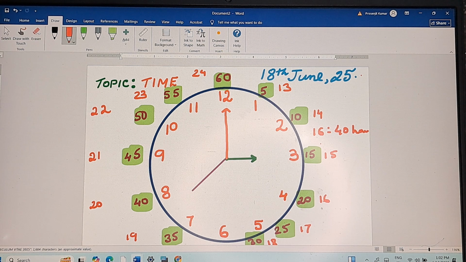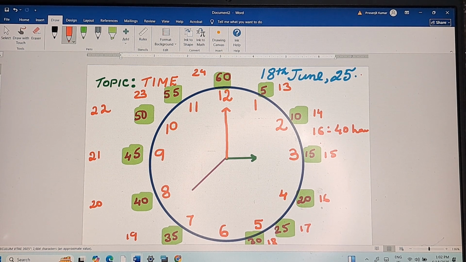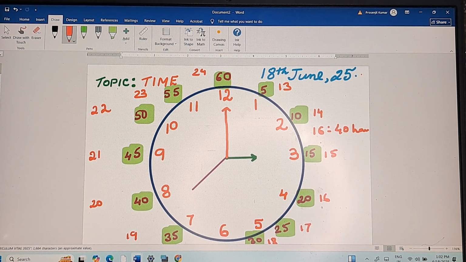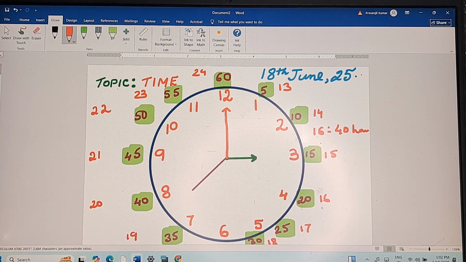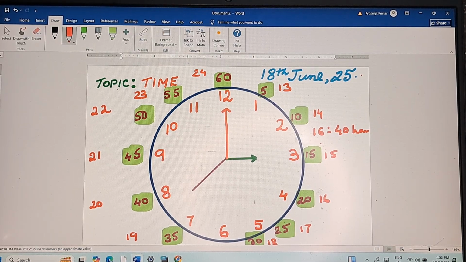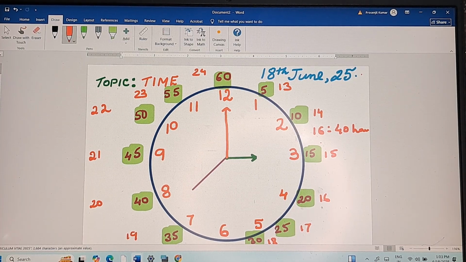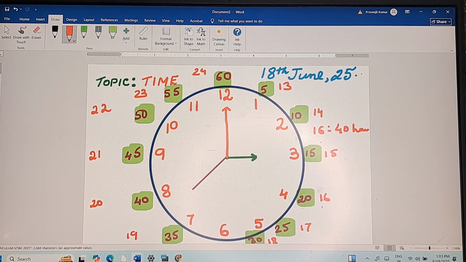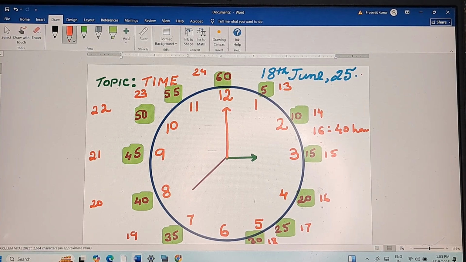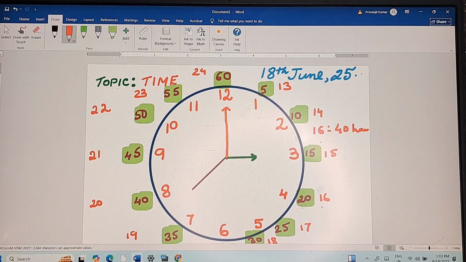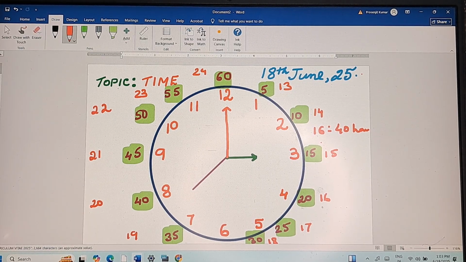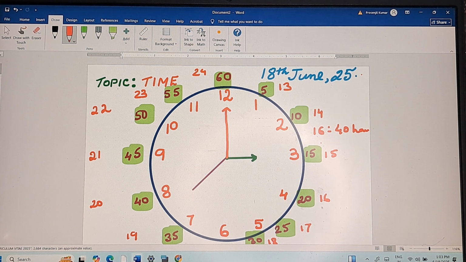So this way timing and the clock are very important in our day-to-day life, and we should give respect to the timing. We should follow time management in our day-to-day life. This topic helps us to understand how important time is in our life. I hope you all understood the concept of time, and we will come up with more videos like this.